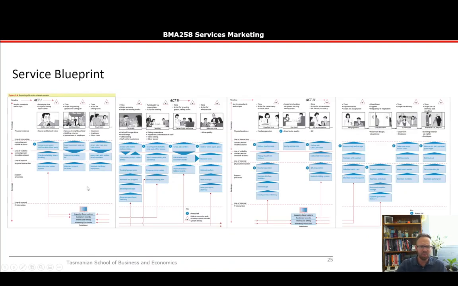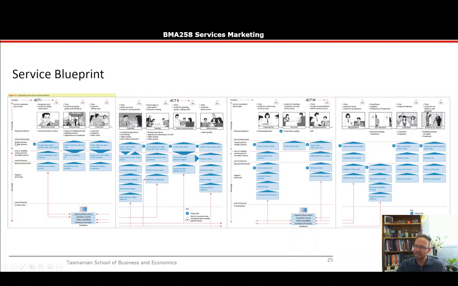Now, this blueprint comes from the textbook, and I want to work our way through it. So here is blueprinting a full service restaurant experience. We've got different elements here. The first one is the timeline, which I've talked about up there. We need to do this in class, so I want to see your timeline there.